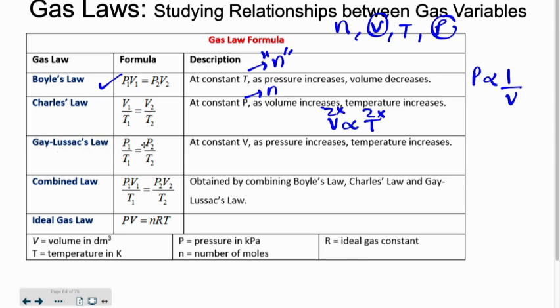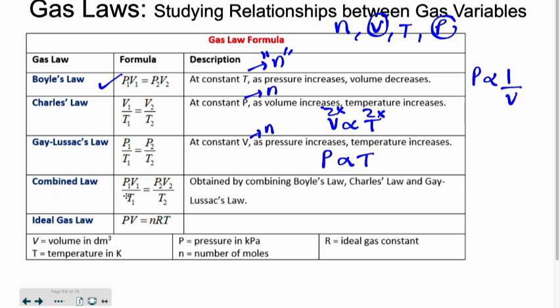Gay-Lussac's law, or Gay-Lussac, studied pressure and temperature relationship. Again, here, volume and number of moles remain constant. As the pressure increases, the temperature increases. The pressure is also directly proportional to temperature, meaning that if the pressure goes up, so does the temperature. Vice versa, as the temperature goes up, so does the pressure.